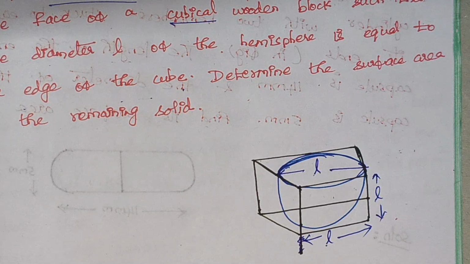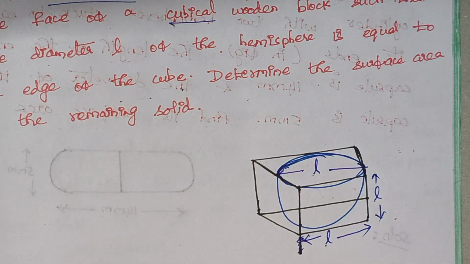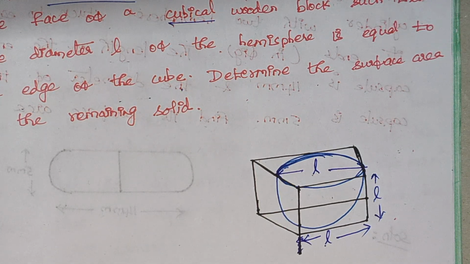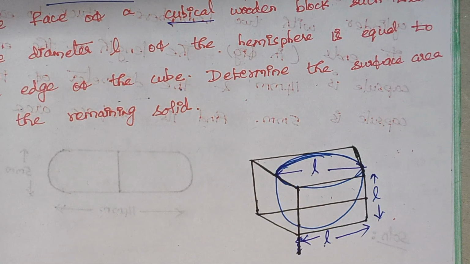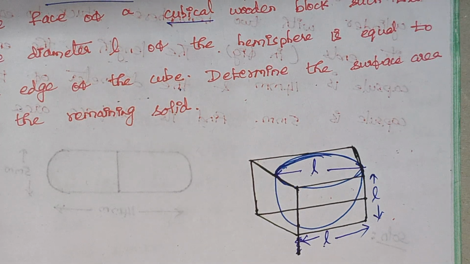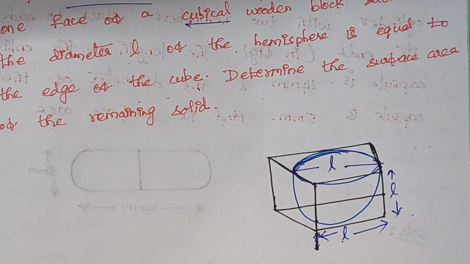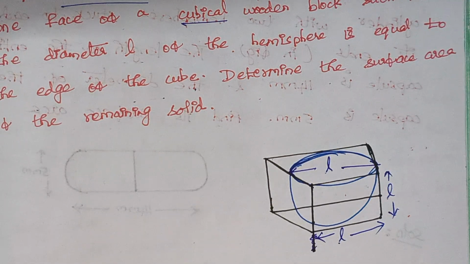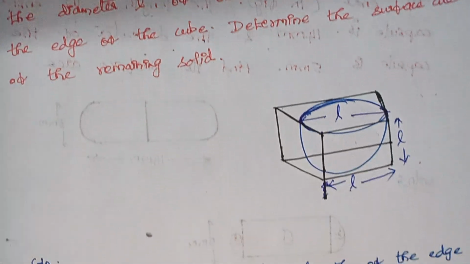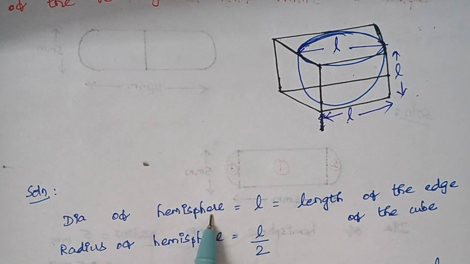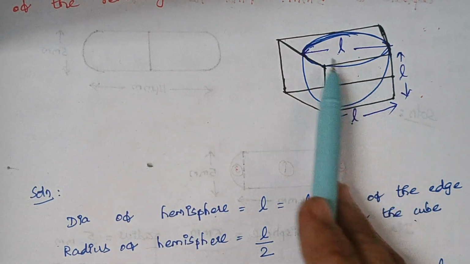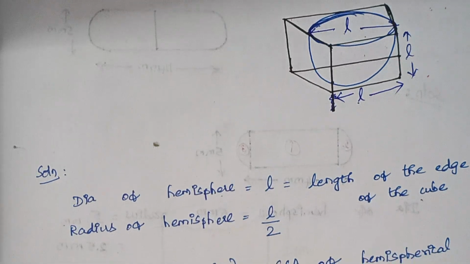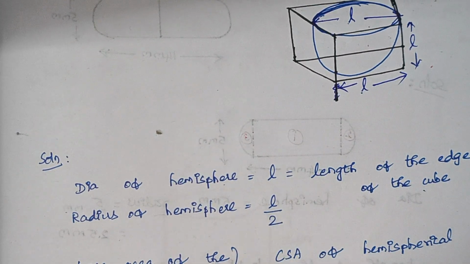So whenever you come across the word surface area, here we have to calculate the surface area of the hemisphere as well as the surface area of the cube. This problem is more or less similar to our previous problem, problem number 4. For finding the total surface area, first we calculate the radius. The diameter of the hemisphere is L, which is equal to the length of the cube, so the radius of the hemisphere is L by 2.